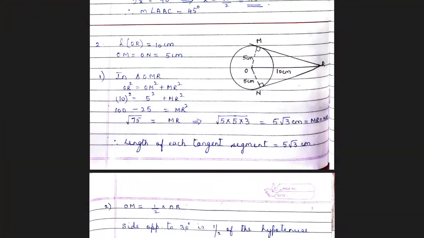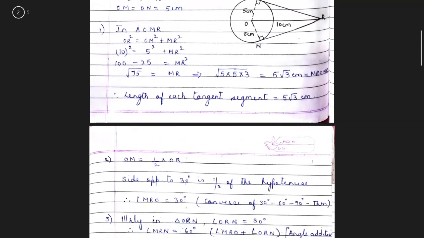Substitute the values. OR is 10, OM is 5. So 10 square equal to 5 square plus MR square. 10 square is 100, 5 square is 25. 100 minus 25, 75 is MR square. Therefore, MR is square root of 75. So you get your answer, 5 root 3 centimeter. So both the tangent segments MR and NR are 5 root 3 centimeters each.